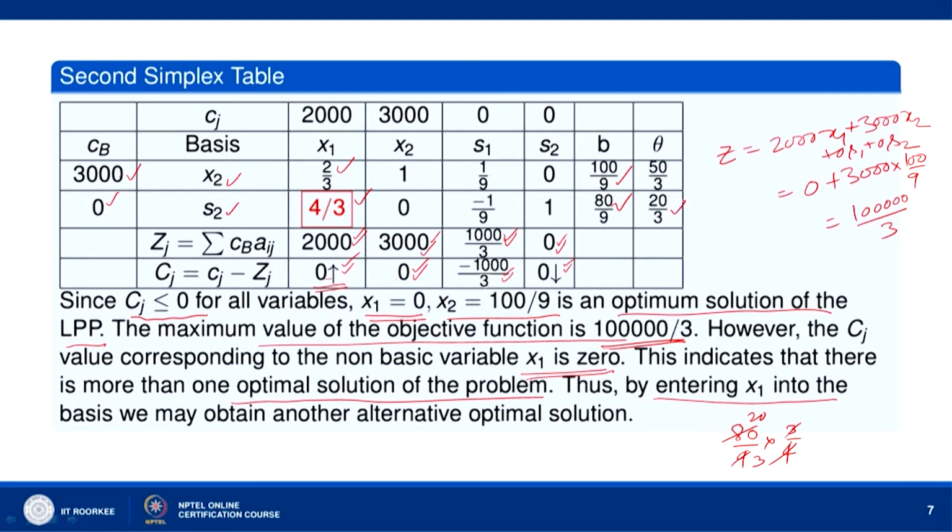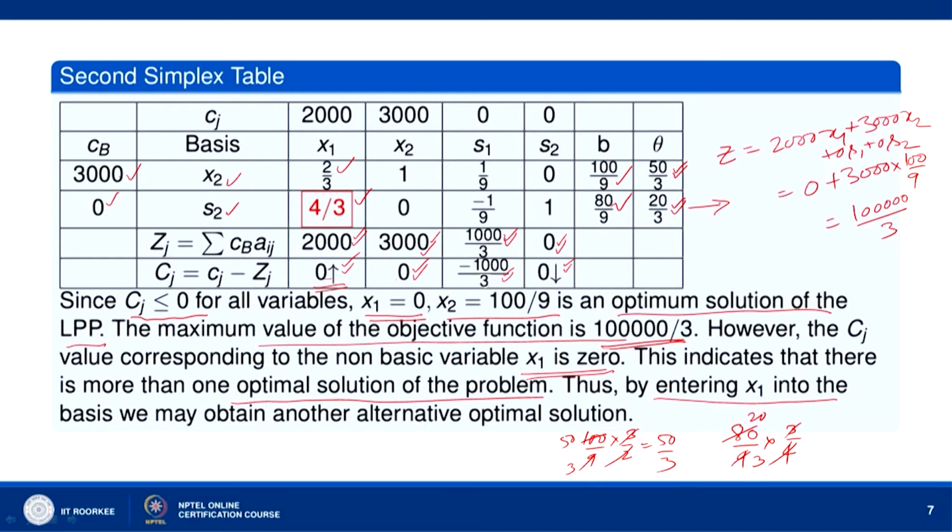So, we get 20 by 3. Okay. And then 2 by 3, when 100 by 9 is divided by 2 by 3, we get 3 by 2. So, 50 by 3. Okay. So, we get 50 by 3. Okay. Now, we have to take the minimum value. So, 50 by 3 is more than 20 by 3.